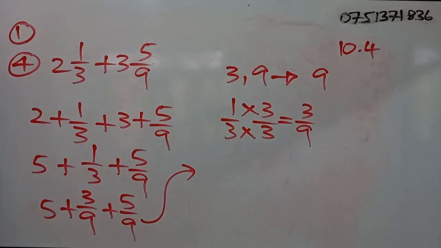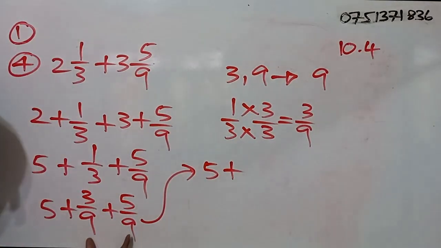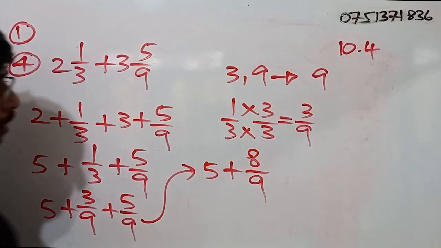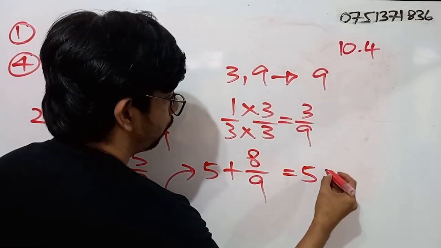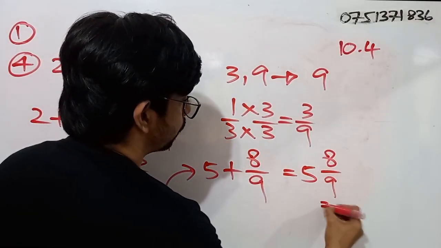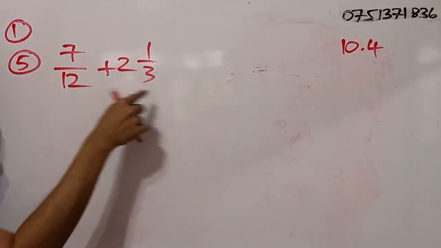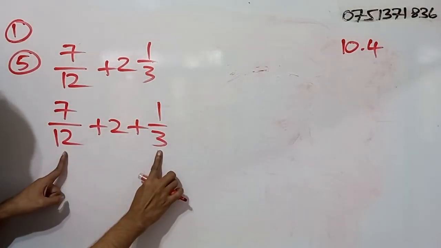So I'll continue on this side. So that means what? 5 plus, I can simplify these two fractions. So what will it be? 8 by 9. Now I can write this addition as what? 5 and 8 by 9. So this is the answer. So this fraction I will rewrite as what? 2 plus 1 by 3. Now I will add these two fractions.